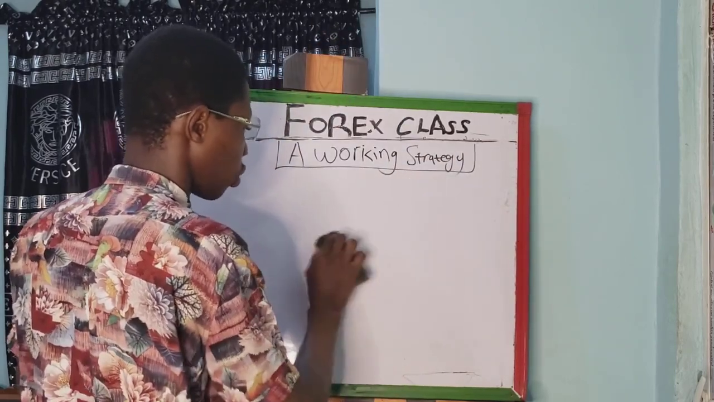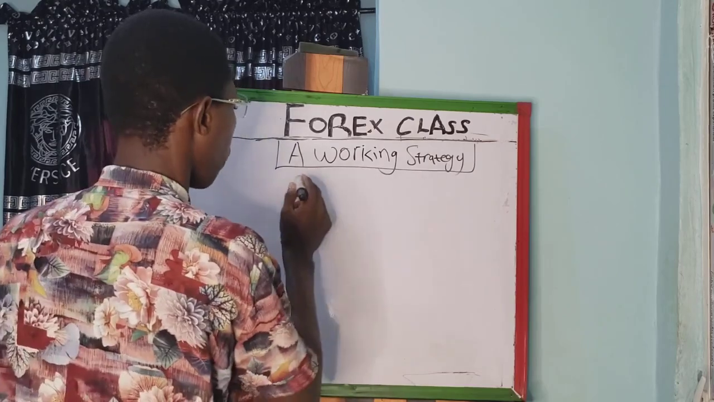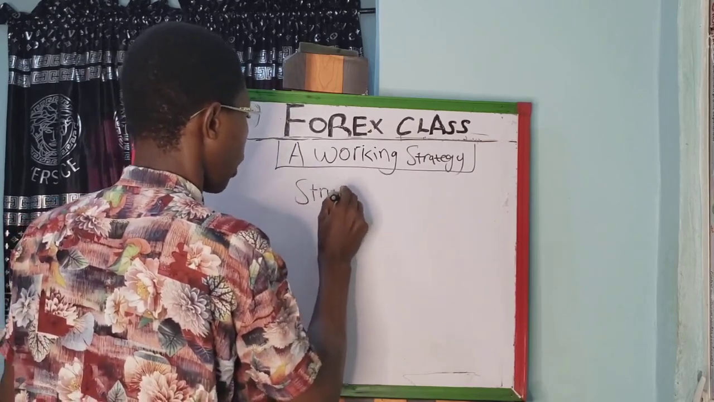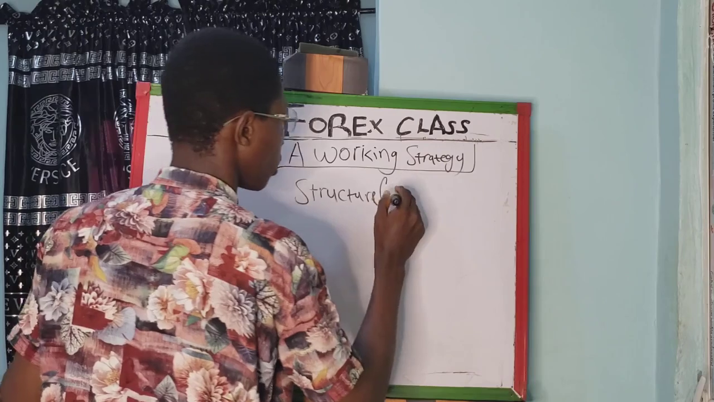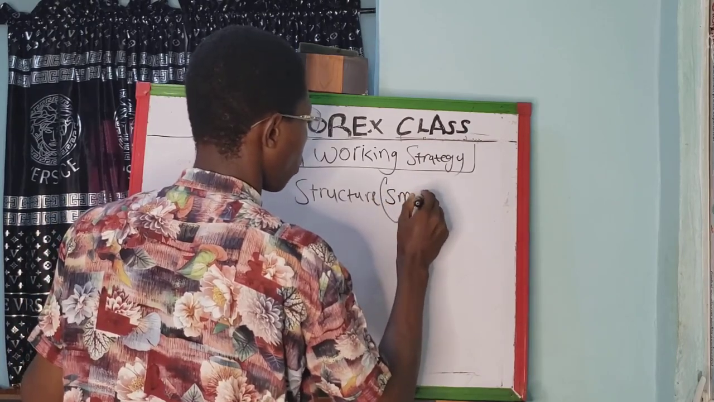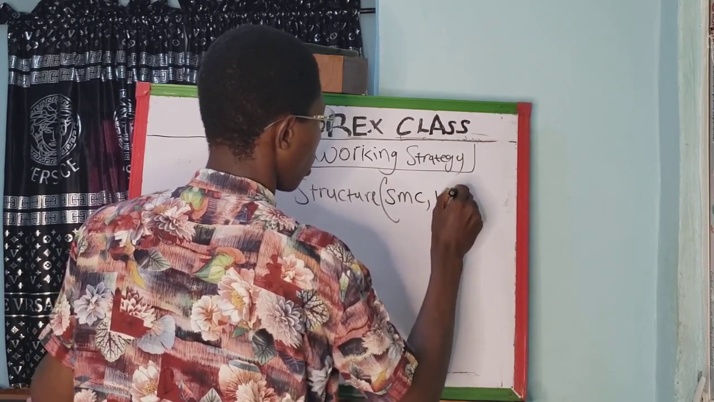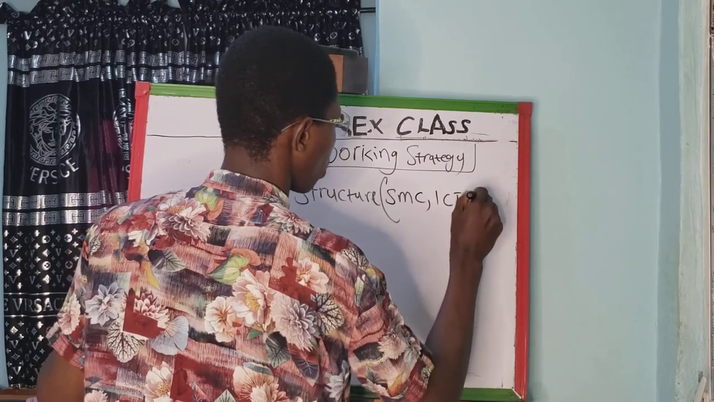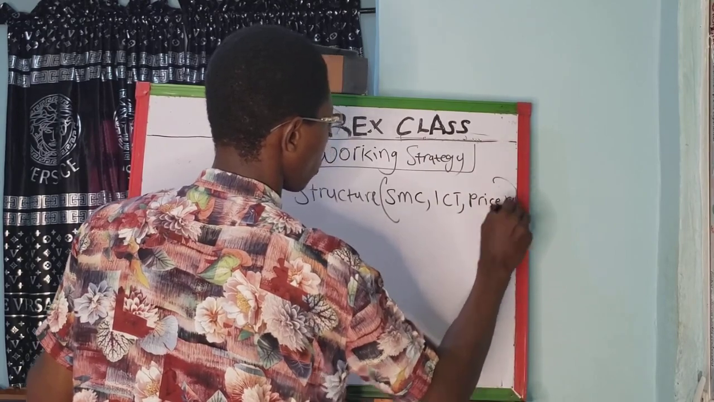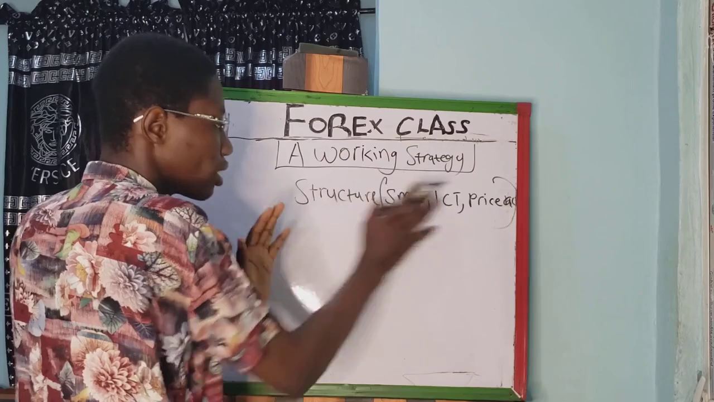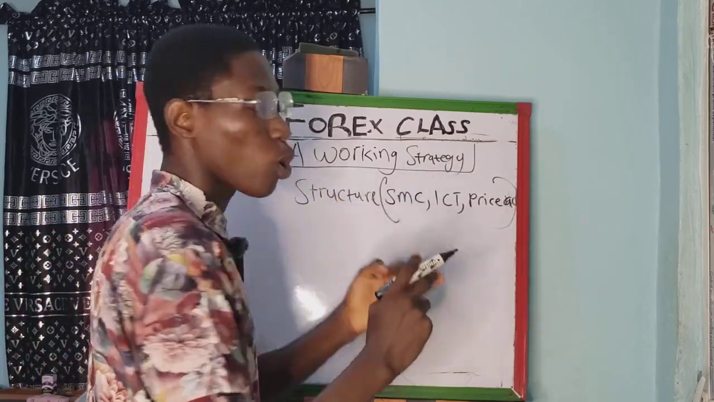Now, let's talk about the structure first. The structure is the name of the strategy itself, the one you are using. So let's work based on the popular ones we know, right? For the structure, we have SMC, Smart Money Concept. We have ICT. We have price action, right? Price action. Now, this is for structure. So either you are using SMC, you are using ICT, or you are using price action.